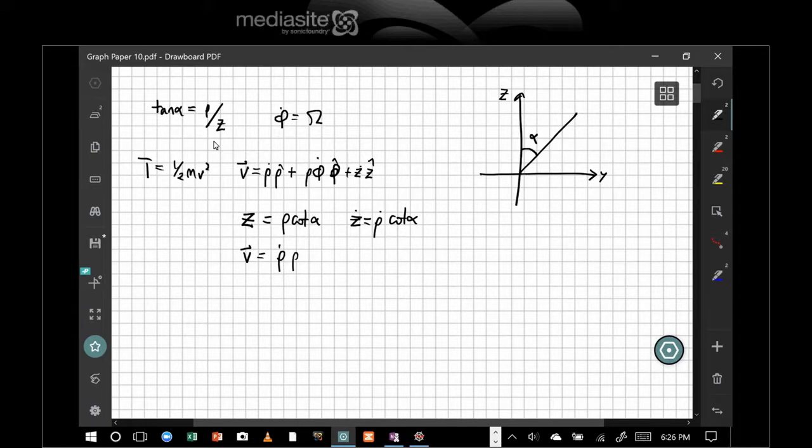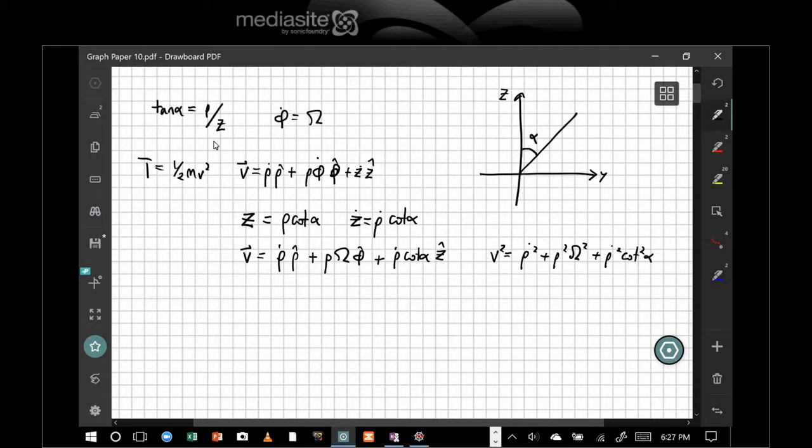From that expression, v for our problem is rho dot rho hat, plus rho, and now instead of phi dot, using the second equation of constraint, omega phi hat. And instead of z dot, I have rho dot cotangent alpha, which is just some constant, in the z hat direction. Now I can calculate v squared by taking v dot v: rho dot squared plus rho squared omega squared plus rho dot squared cotangent squared alpha.